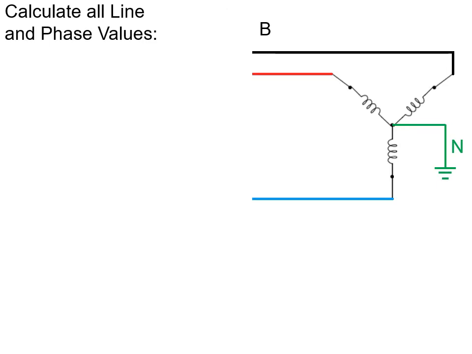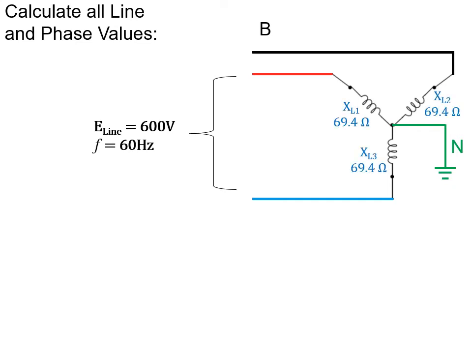So let's do a sample calculation. Let's find all the line and phase values for this simple Y connection. Given that you have a 600 volt line value at 60 Hertz, and you've got 3 inductive loads connected in a Y configuration, and each of those phase inductive loads will be 69.4 ohms.